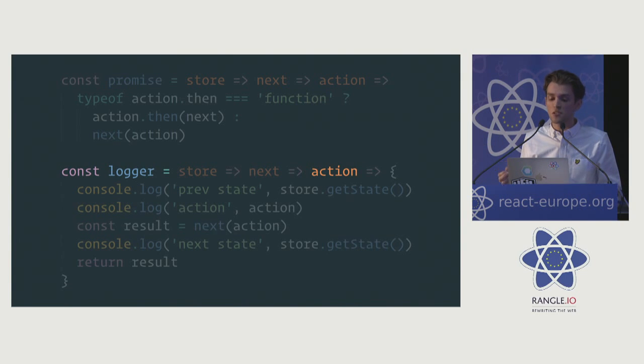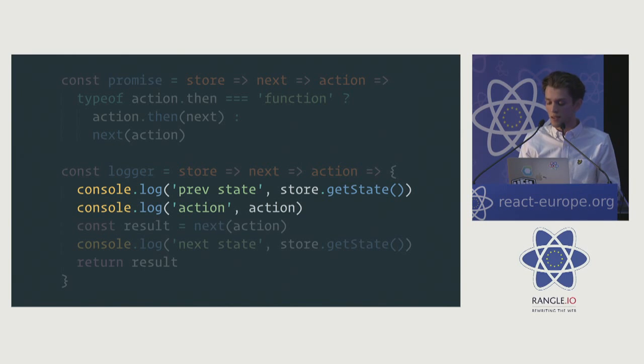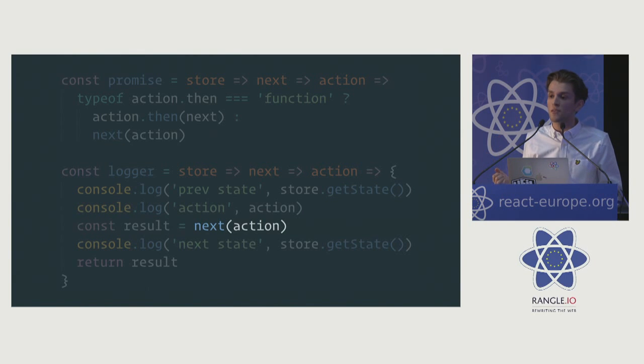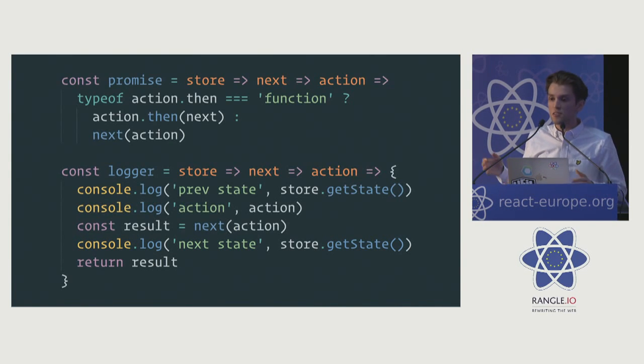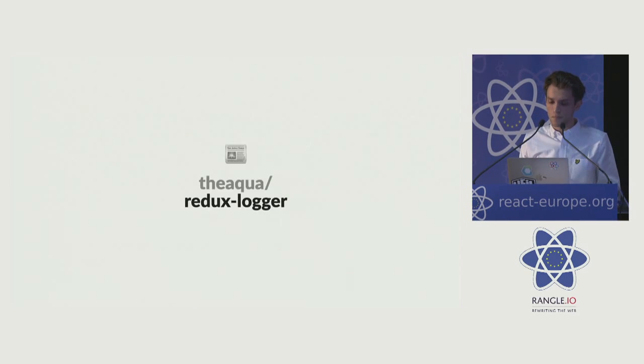The next dispatch function is the function of the logger middleware. Logger takes the action, logs the previous state, which is really convenient to see in the console, and calls the next dispatch function, which, if it's the last middleware in the chain, will just call store dispatch. And then we can log the next state. As you can see, these functions are completely independent. They can be published on NPM as well and be community packages.